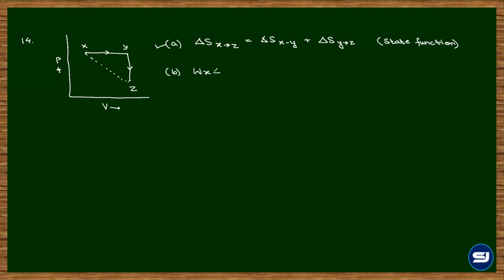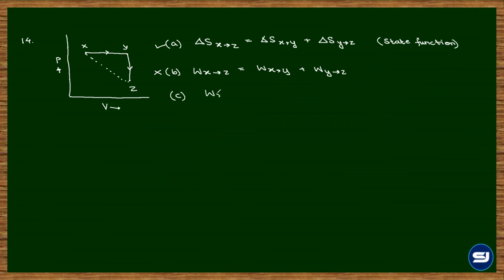W from X to Z, will it be equal to W X to Y and Y to Z? No, because in this case it is path dependent. Work is a path function, so it will depend on the path. So the work done in X to Y, Y to Z, and X to Z will come out different, meaning this is false.